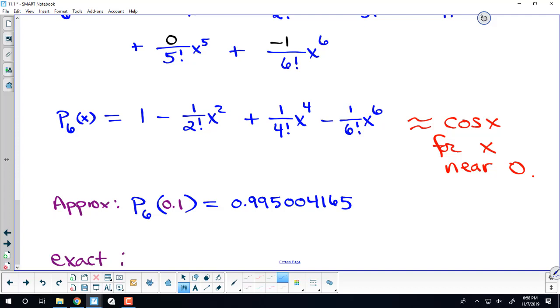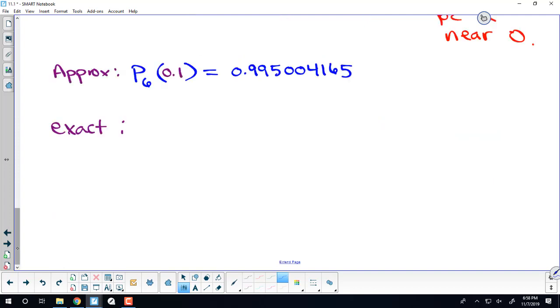Okay. And then let's compare that approximation to the actual value. The actual value is what? The same. Exactly the same? Yep. So how many places is that? 3, 6, 9. So at least we know it's accurate up to 10 to the negative 9.